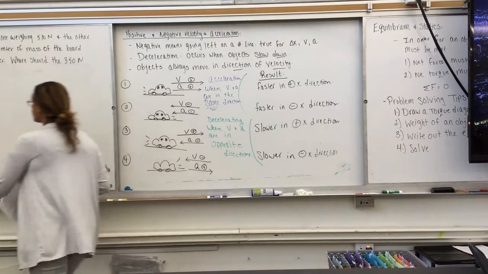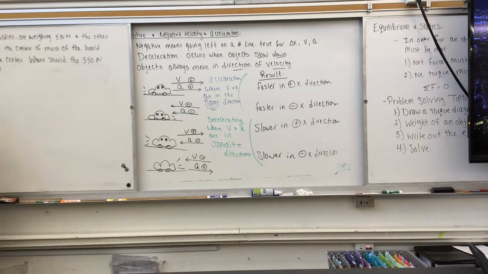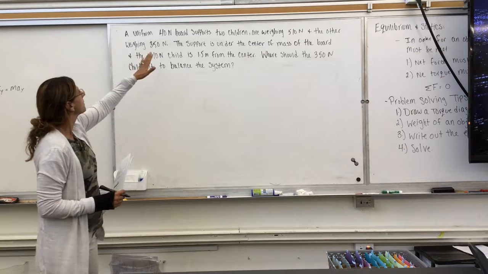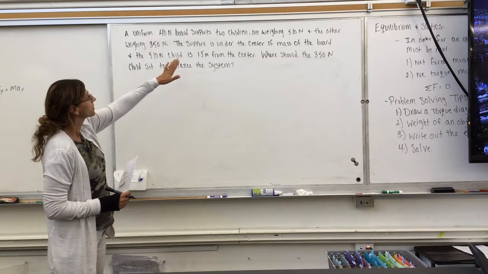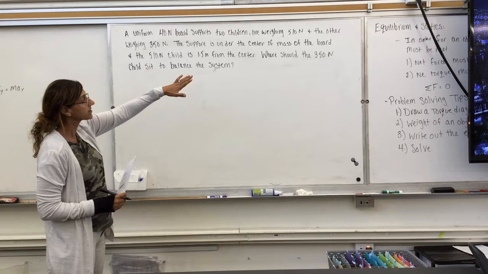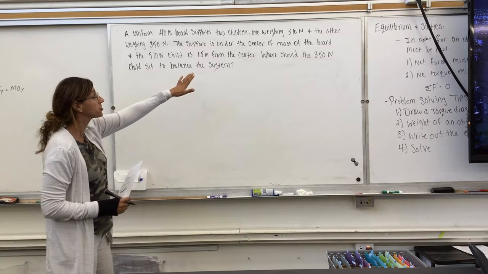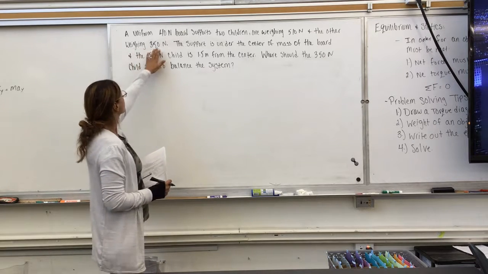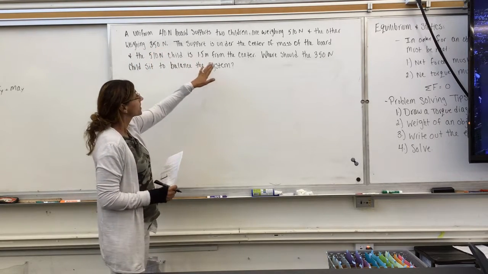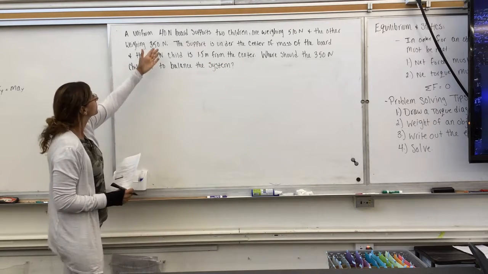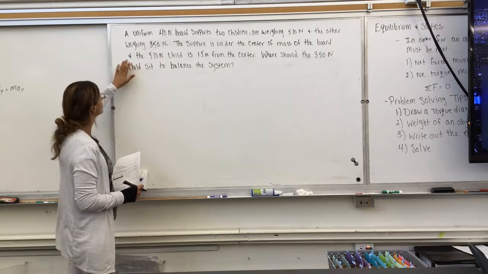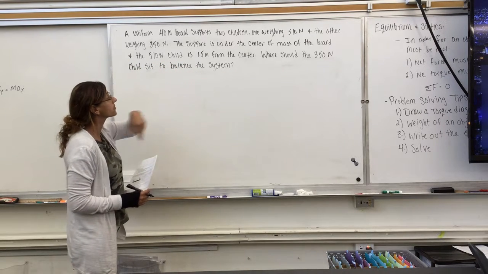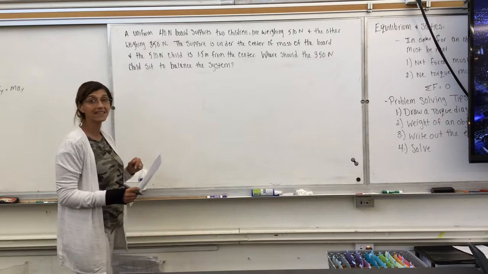So let me move this board over. This problem says a uniform 40 Newton board supports two children, one weighing 510 newtons. Notice that is already the Fg. You don't have to multiply it by 9.8 anymore. And the other weighing 350 newtons. The support is under the center of mass of the board. Notice the board is uniform, so we know what that means. And the 510 Newton child is 1.5 meters from the center. Where should the 350 Newton child sit to balance the system?